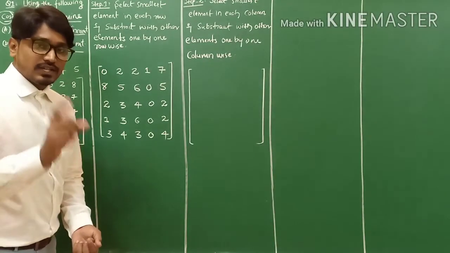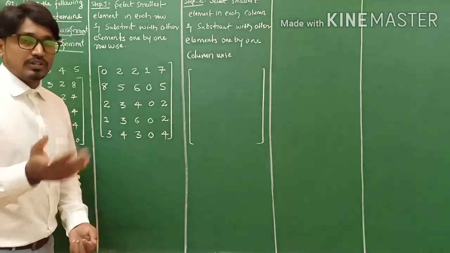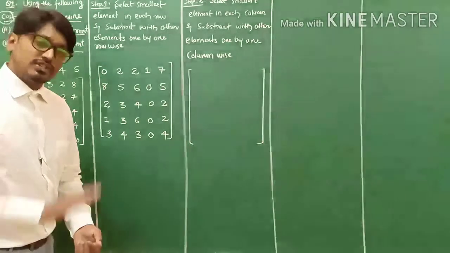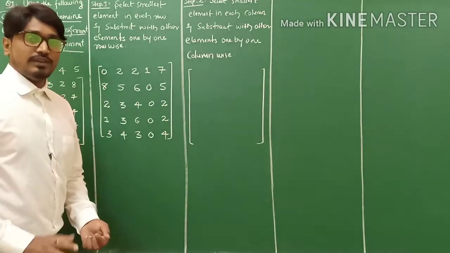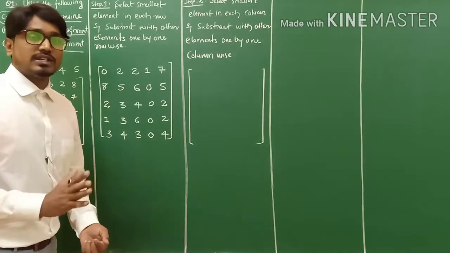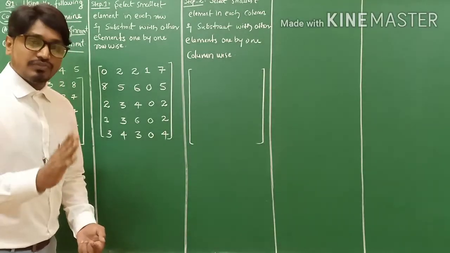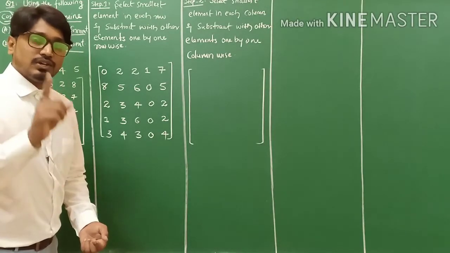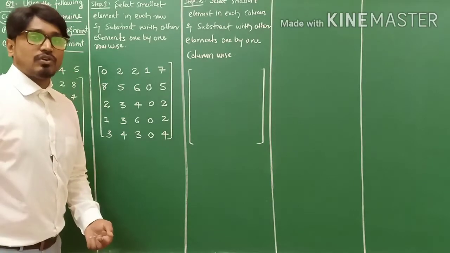Wherever you find 0 in any column or row, you just copy the column. If you proceed with your calculation, you get the same value. Instead of wasting your time, you copy the same column.